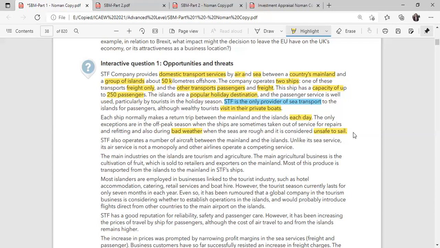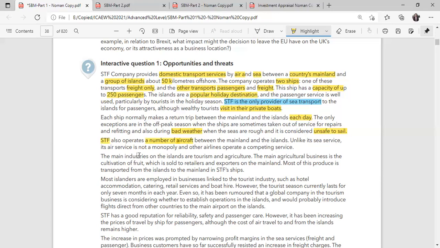Either there is some sort of urgency or they want to travel for some personal reasons like for enjoying traveling and so on. SCF also operates a number of aircraft. So that's a very good thing. You are not only in sea, you also have a number of aircraft. So it means you are in the market, you are in good business between mainland and the island.